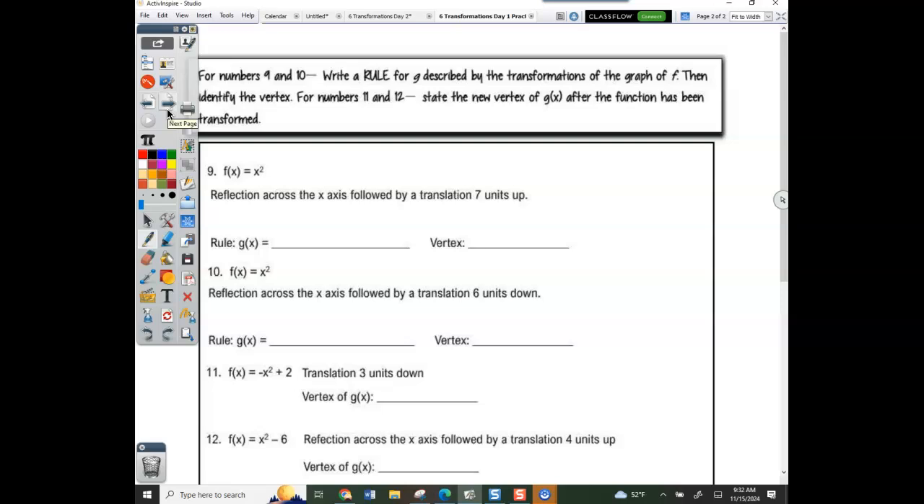So the mother function is x squared. We're going to reflect across the x-axis, which means it's opening down. And then we're going to go where? 7 units up. So what's our function going to be? Negative x squared plus 7. Yeah! Do you know the vertex? 0. Wait, 7.